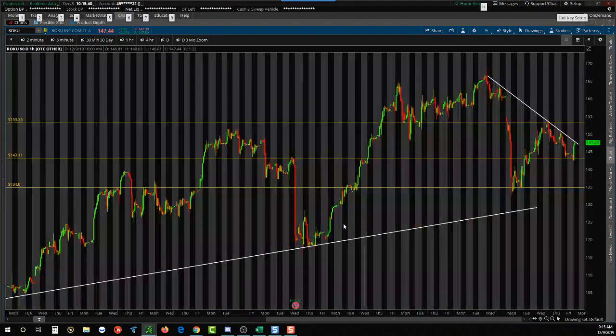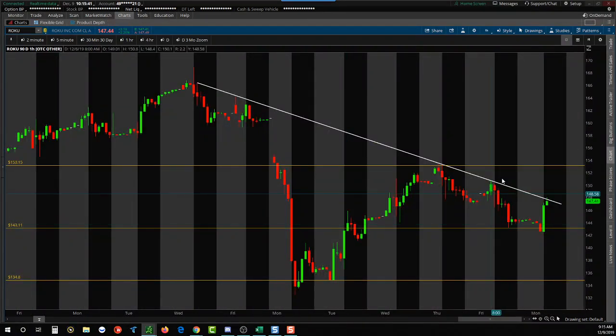Well, it's right at a pivot point. It's right at this resistance, this angular resistance. And it's taking a rejection there. Rejection, rejection. So far, we don't have a solution.